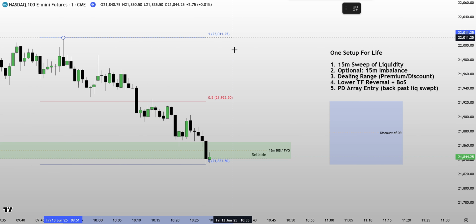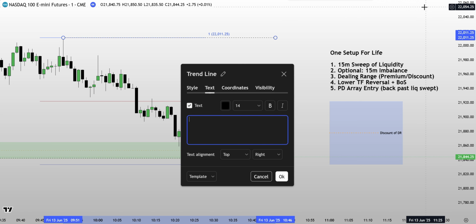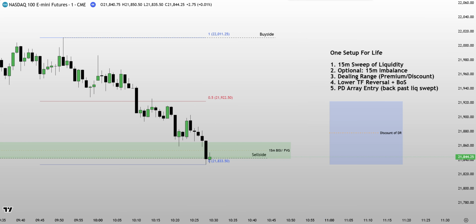What do we mark out? Opposing liquidity right here. Here we have buy side. And then you can take partials at some of these highs. Dealing range midpoint if you'd like. There are areas where you can take partials along the way.